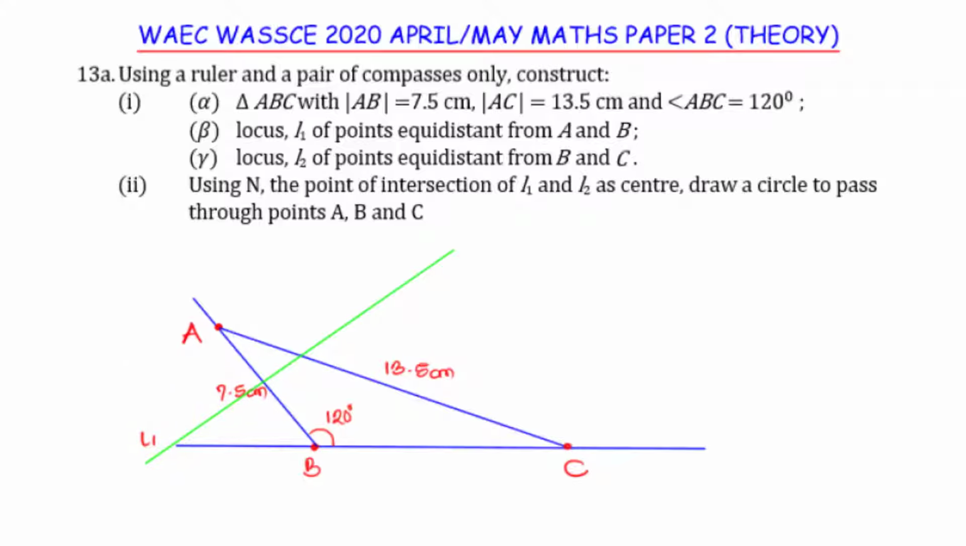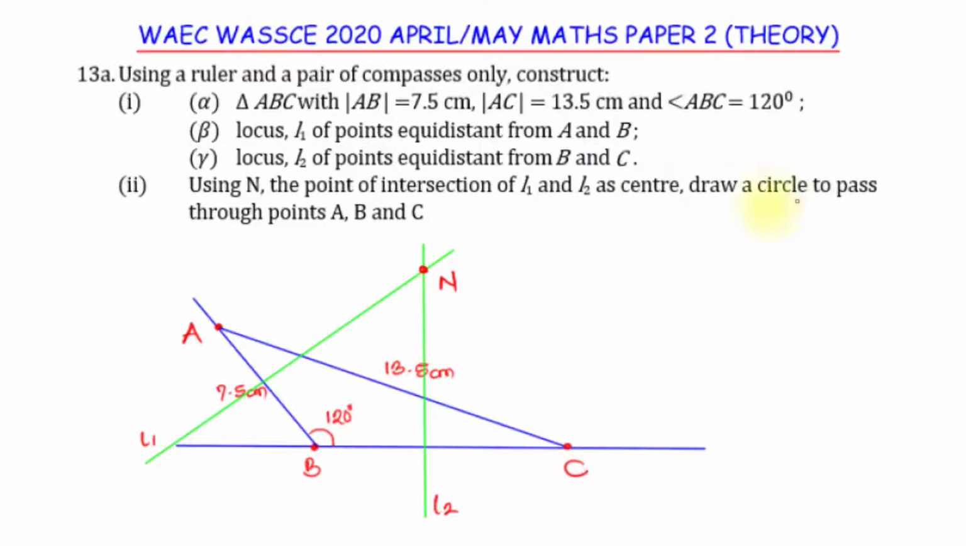And in the same vein, we have to look at another perpendicular bisector of B and C. So that will also be something like this, because it will divide the line BC into two equal parts. That is what will define the locus of point equidistant from B and C. So this will be the line L2. And then the point of intersection, like we are told there, N is the point of intersection. This is N.